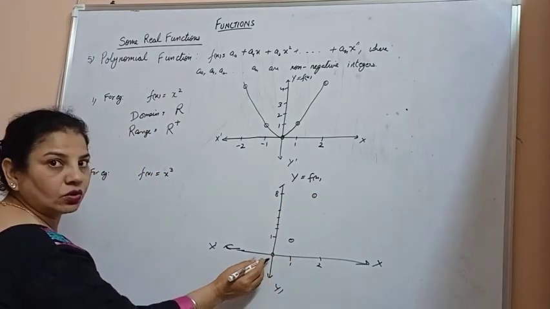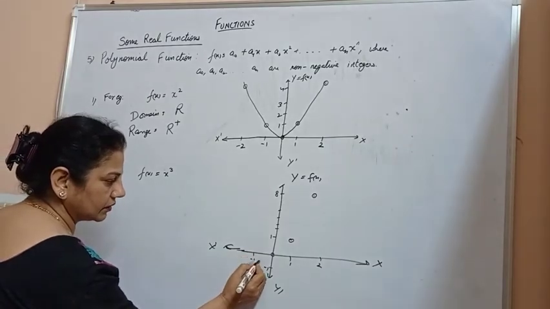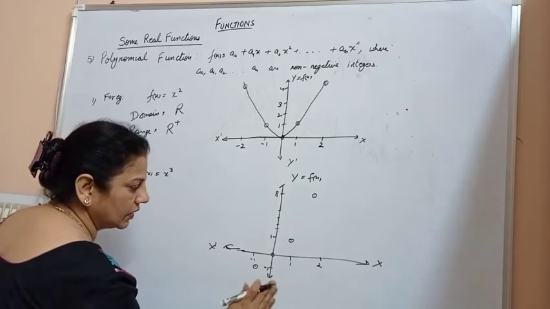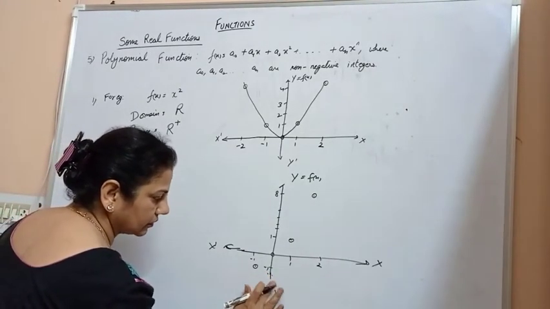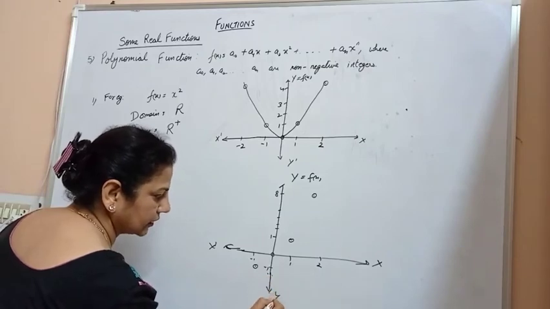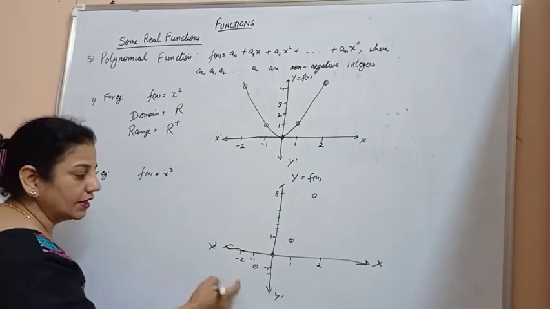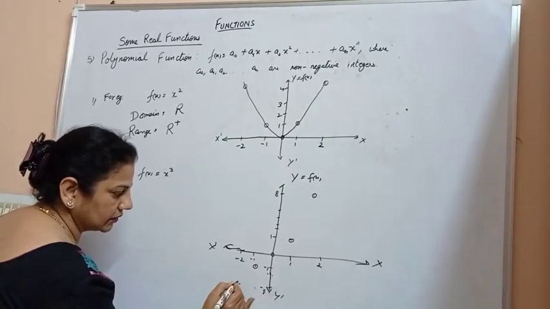If x is 0, f(x) is 0. If x is -1, we get f(x) as -1. So I just prolong this. If x is -2, then we get f(x) as, say, -8.